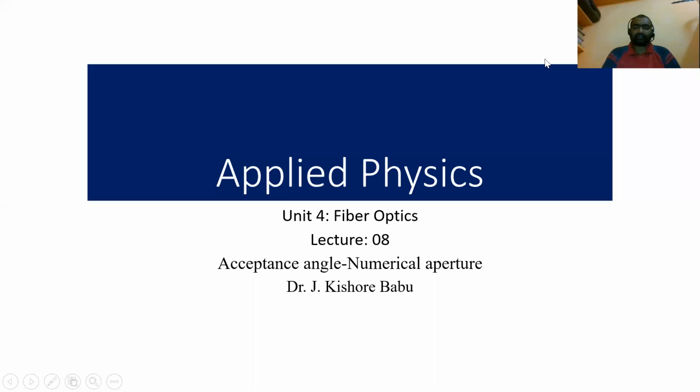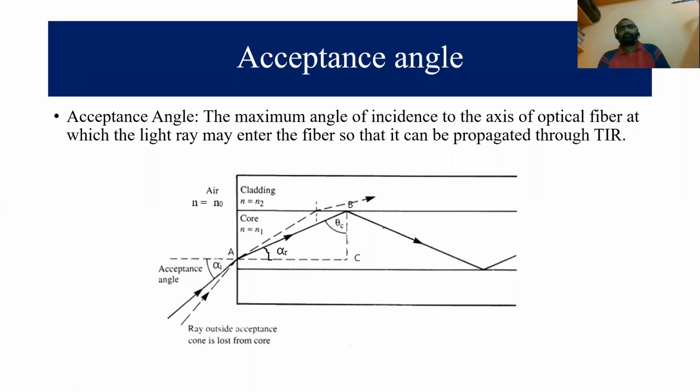Welcome to a session on acceptance angle and numerical aperture. First, let us see the definition of acceptance angle. Acceptance angle may be defined as the maximum angle of incidence to the axis of optical fiber at which the light ray may enter the fiber so that it can propagate through total internal reflection.